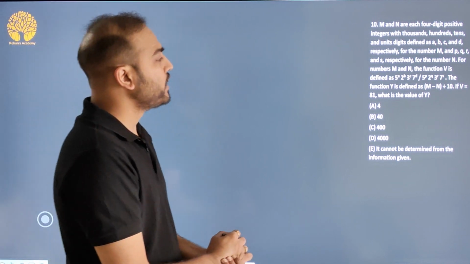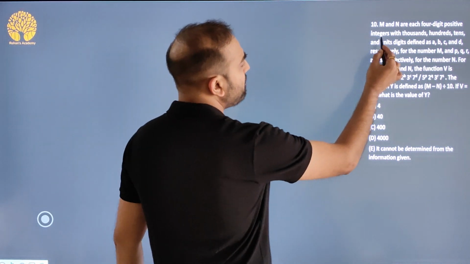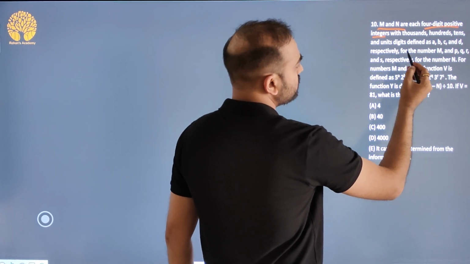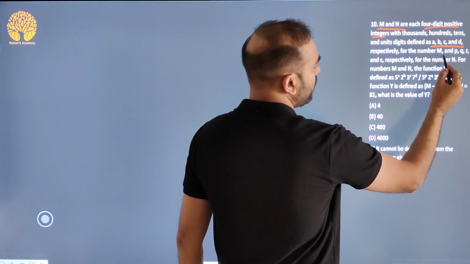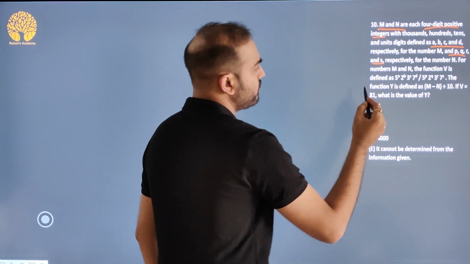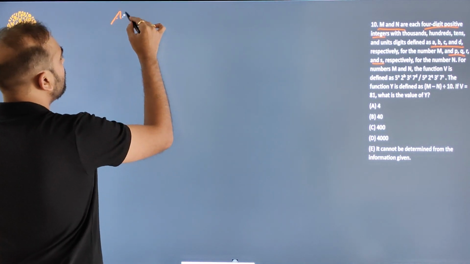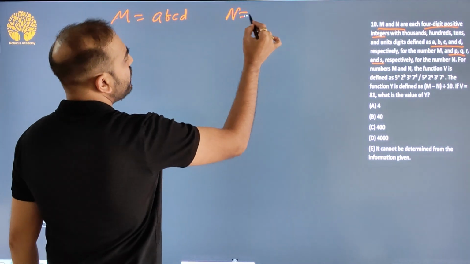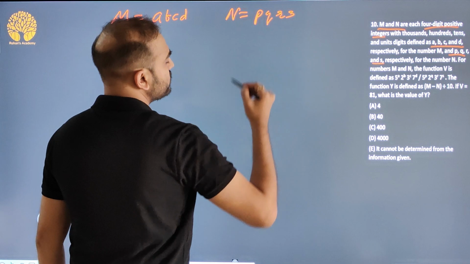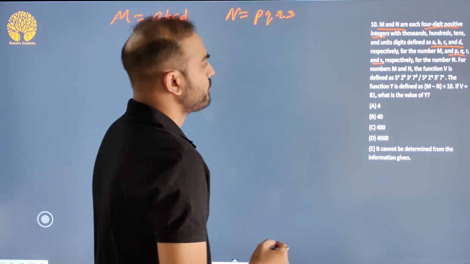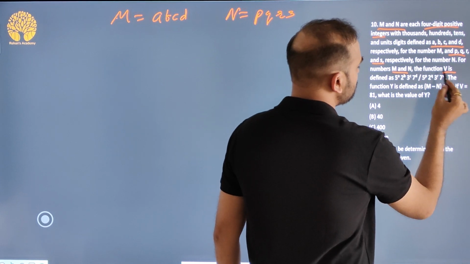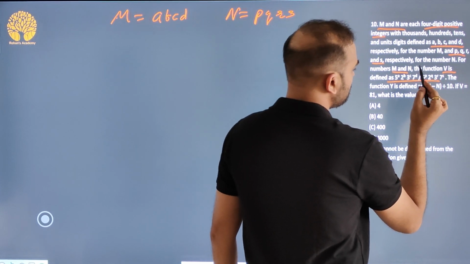Alright, moving to the next one. So we have M and N are 4-digit positive integers. M is a 4-digit positive integer A, B, C, D and N is a 4-digit positive integer P, Q, R, S.